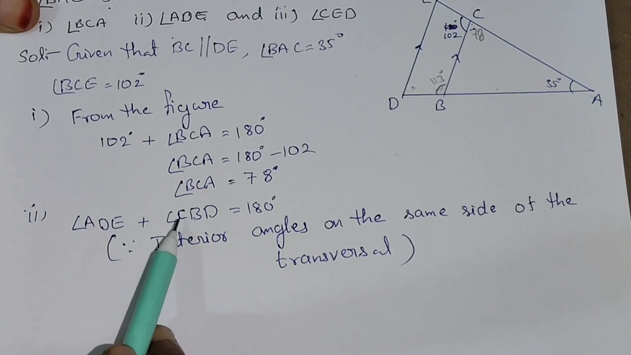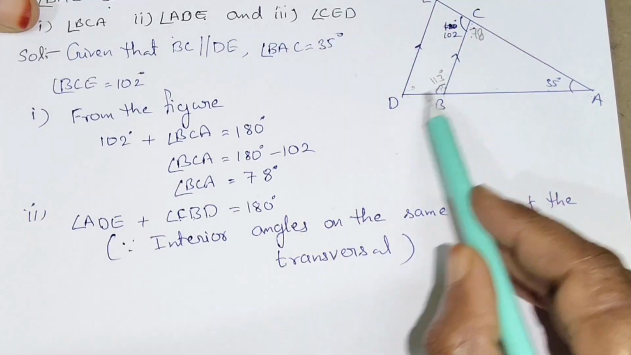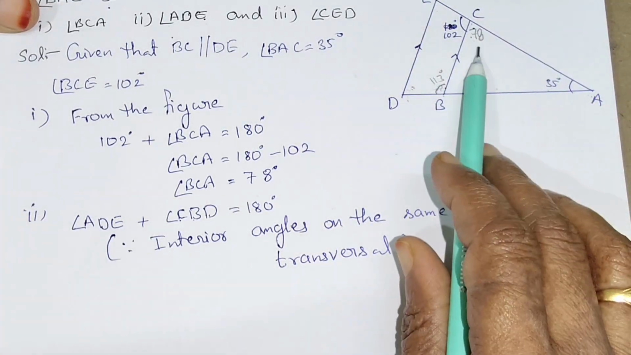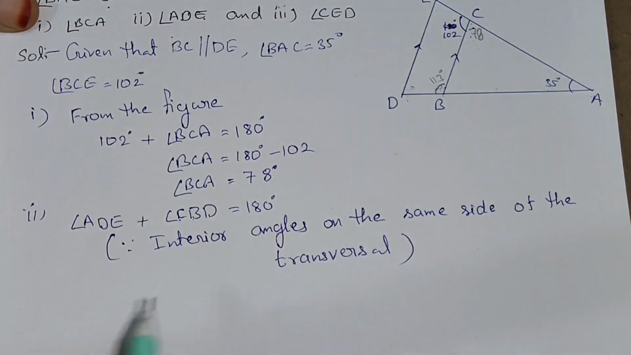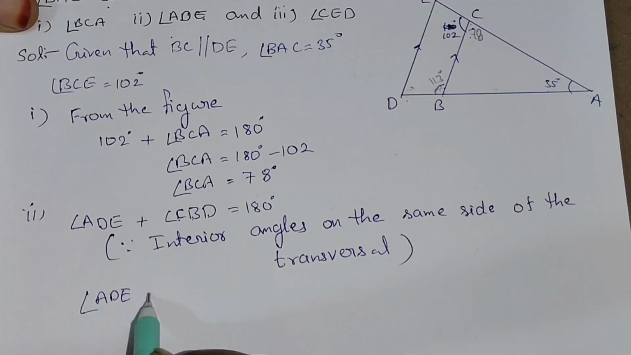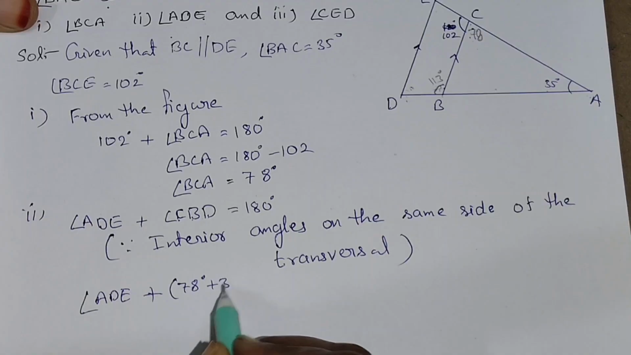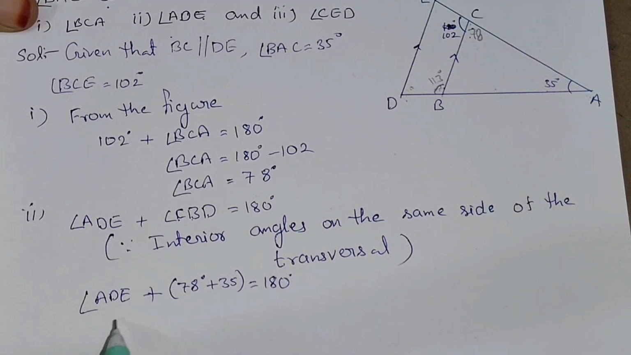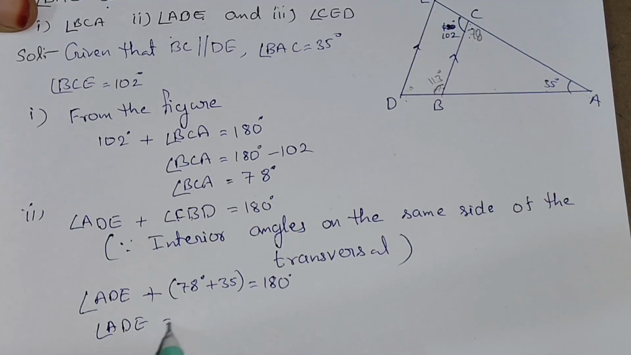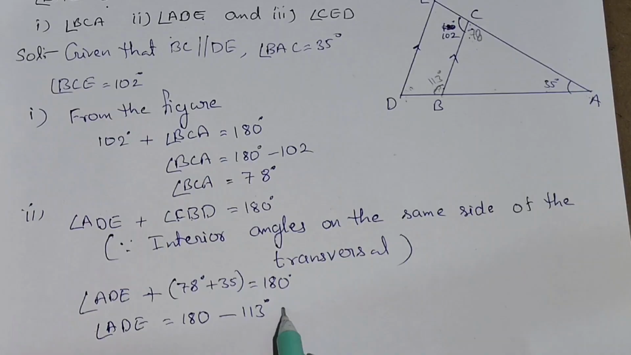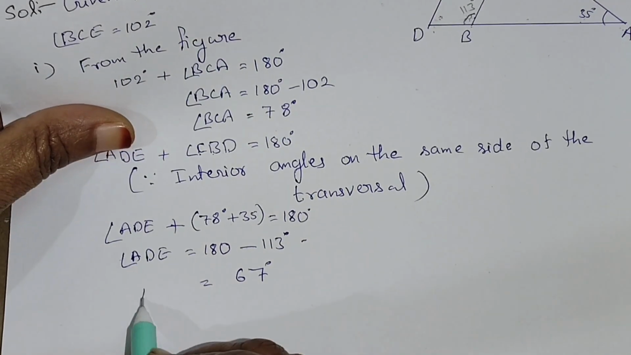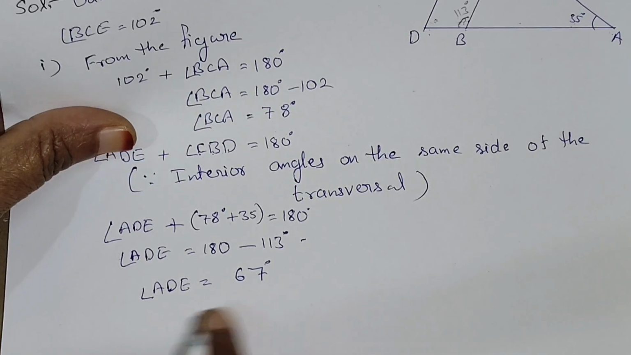So these two angles, CBD equal to 113, that is 78 plus 35. So we write that one. Here angle ADE plus angle CDE, 78 plus 35 degrees equal to 180 degrees. So angle ADE equal to 180 minus the sum of these two angles. The sum of these two angles equal to 113, so angle ADE equal to 67 degrees.